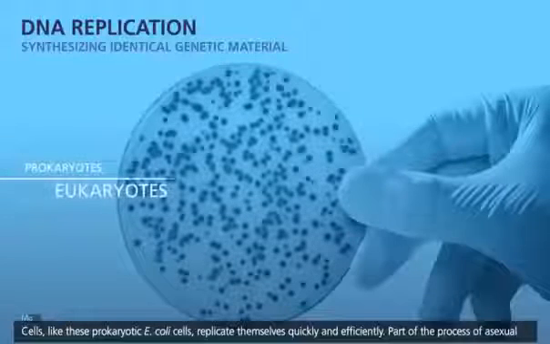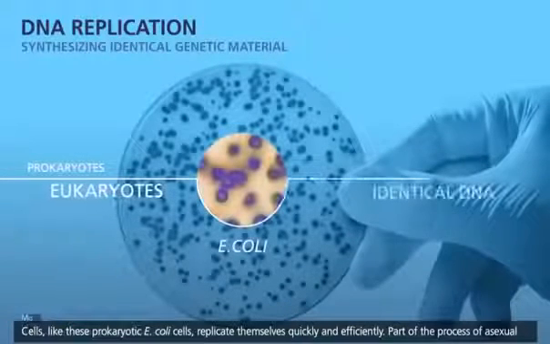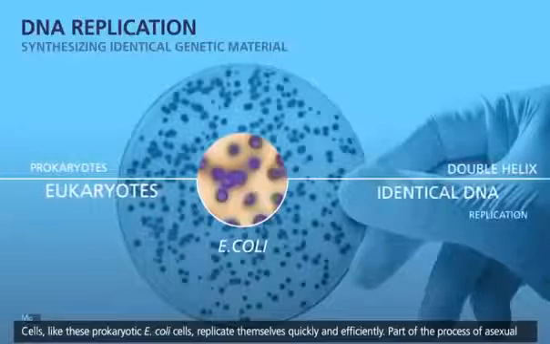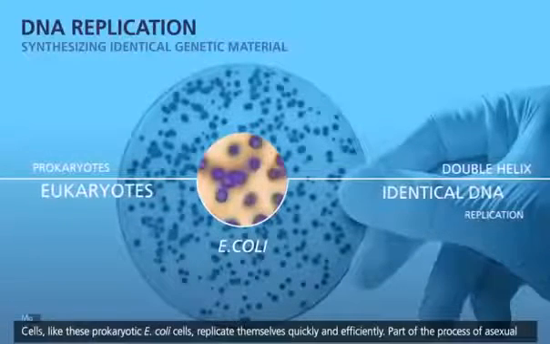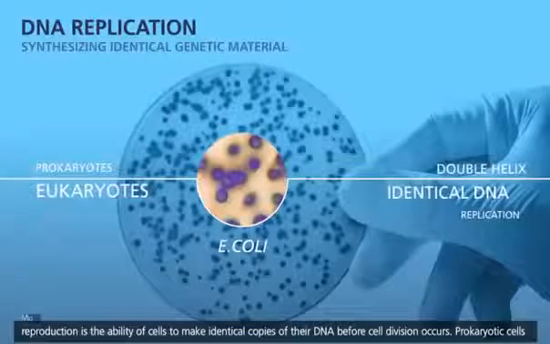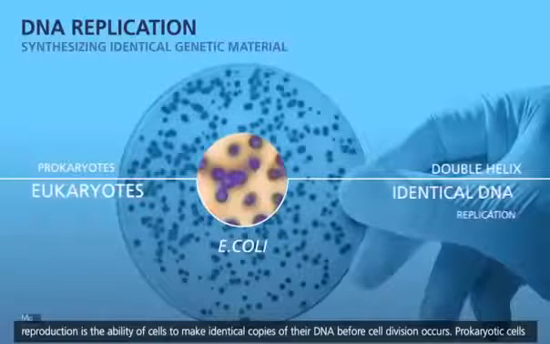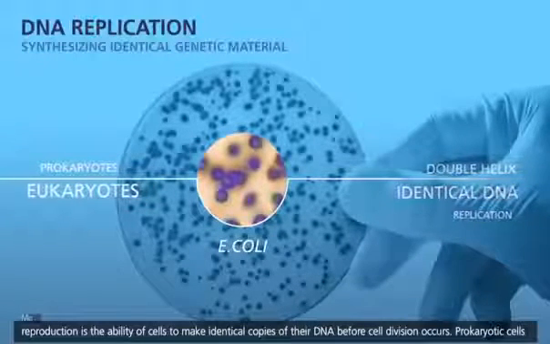Cells like these prokaryotic E. coli cells replicate themselves quickly and efficiently. Part of the process of asexual reproduction is the ability of cells to make identical copies of their DNA before cell division occurs.